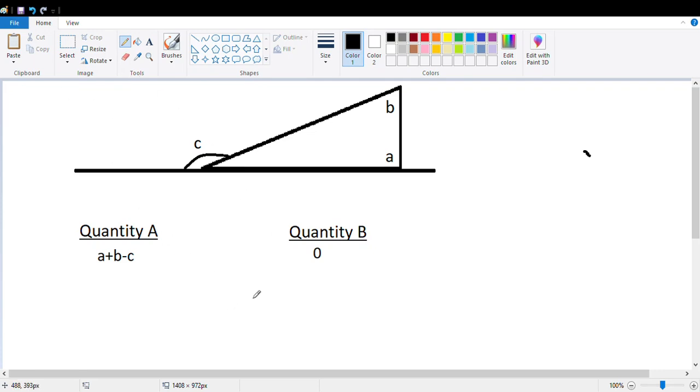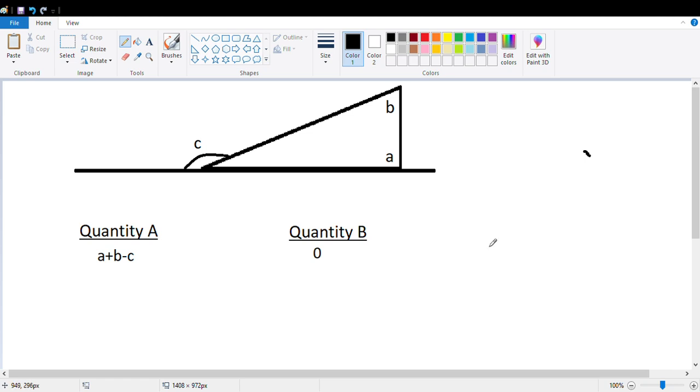Okay, so here we have another one of those quantitative comparison questions from the GRE quant section. The image tells us that we have a triangle lying on a straight line, and we have certain angles that we do not know, A, B, and C. They want us to compare whether A plus B minus C, where all of these are obviously angles, is larger than 0, or whether 0 is larger than A plus B minus C, or whether they're equal, or whether we don't have enough information.